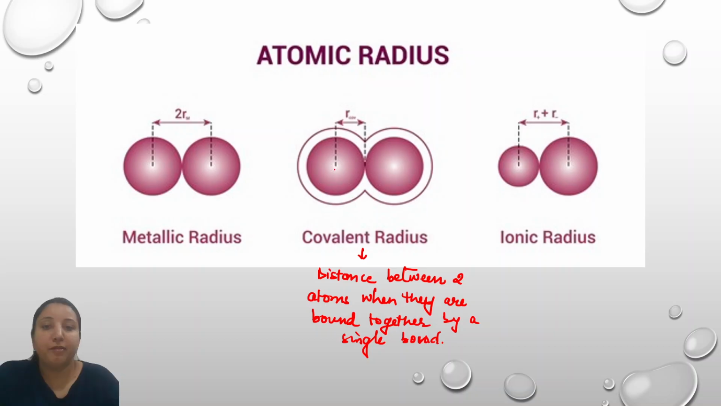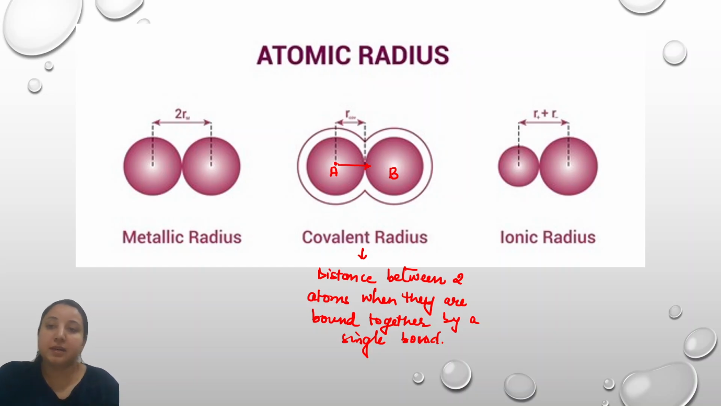So, if we have this atom A and atom B, when they are bonded by a single bond, the distance from this center up to here is going to be called the covalent radius. We can say a covalent radius is defined as half of the distance between the centers of the nuclei of the two atoms.